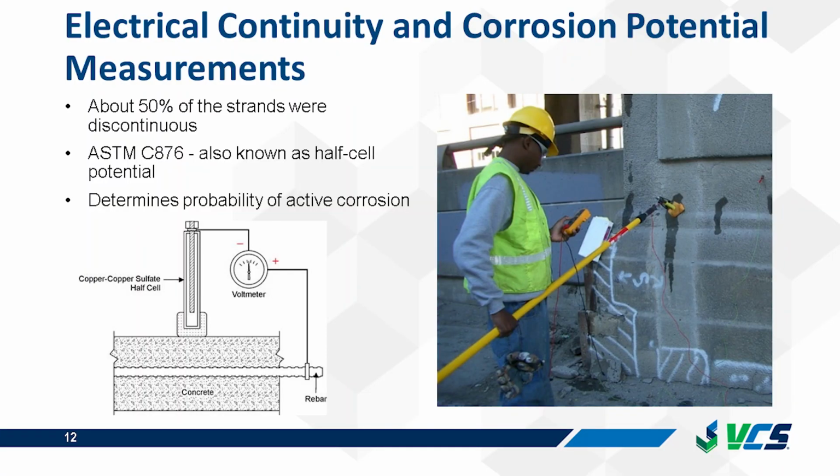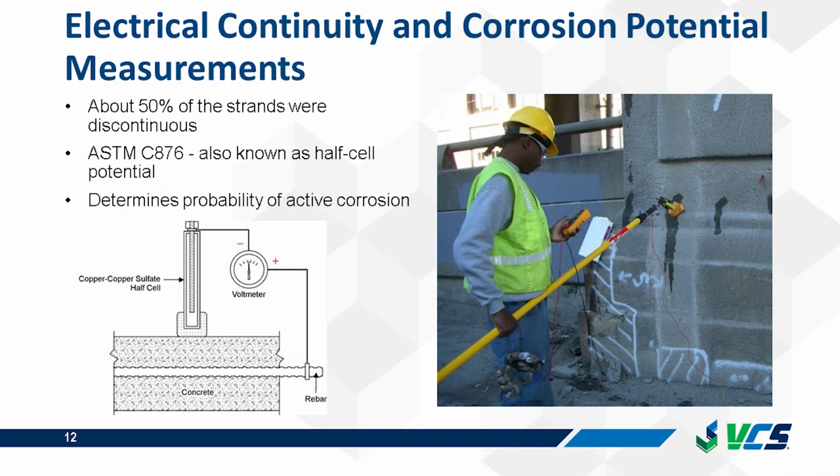Electrical continuity measurements showed that approximately 50% of the strands were electrically discontinuous. We also performed corrosion potential measurements, also known as half-cell testing, to determine the probability of active corrosion in the piles. This was done to ASTM C876. In this test, a positive terminal of the voltmeter is connected to the reinforcement, and the negative terminal is connected to a copper sulfate reference electrode. The reference electrode is then placed on a grid pattern on the concrete surface, and the potential is recorded at each location.